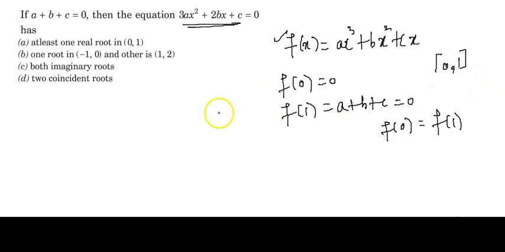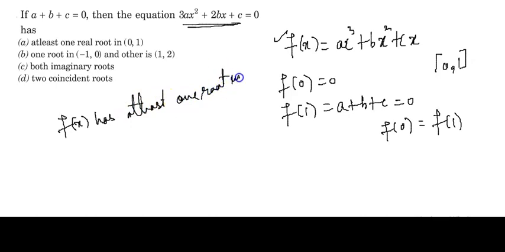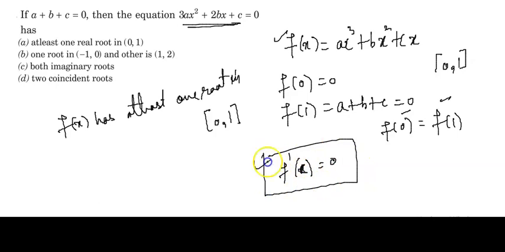That means, according to Rolle's theorem, f'(x) has at least one root in this interval (0, 1). Because you know that if all these conditions are satisfied, then f'(c) will be equal to 0, or you can say one root lies in this interval. So the correct answer to this question is option A.